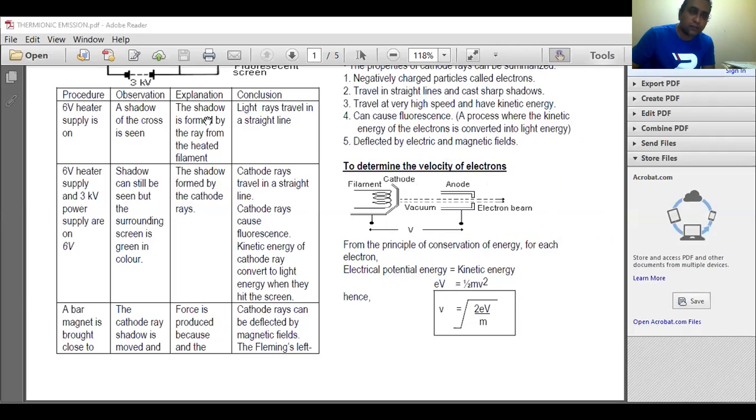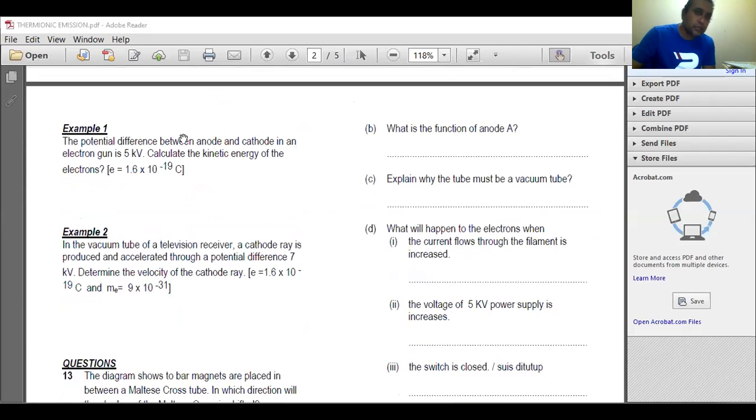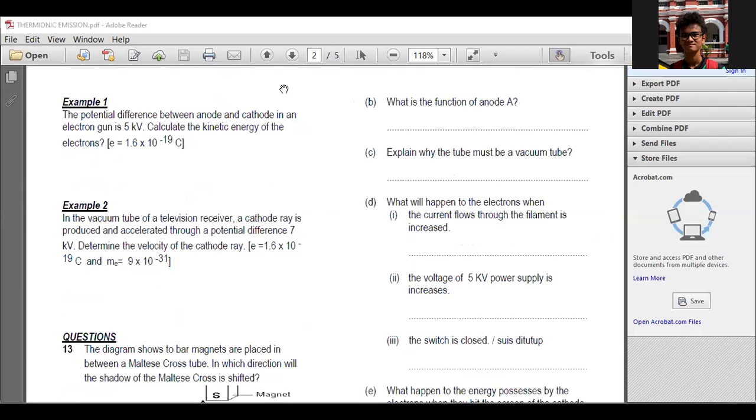So we look at an example of a question. The potential difference between anode and cathode in an electron gun is 5 kilovolt. Calculate the kinetic energy of the electron. The formula for kinetic energy is half m v squared, but for this question you cannot use this one. Why? Because we do not know the mass or the velocity.